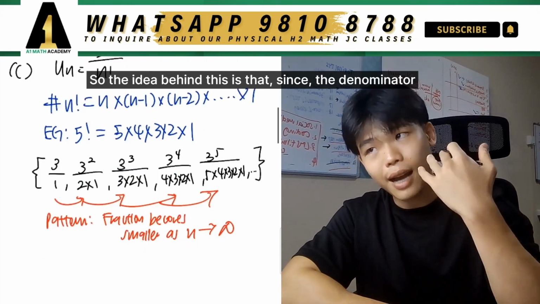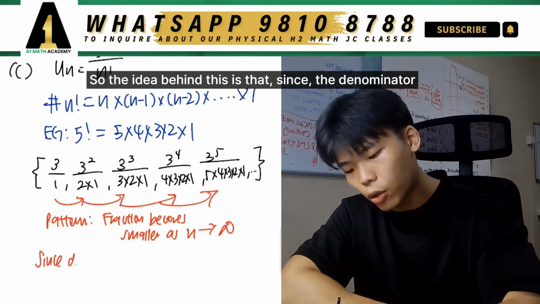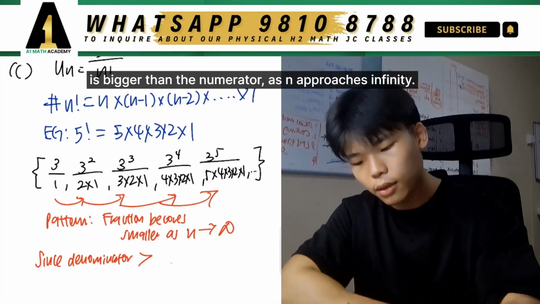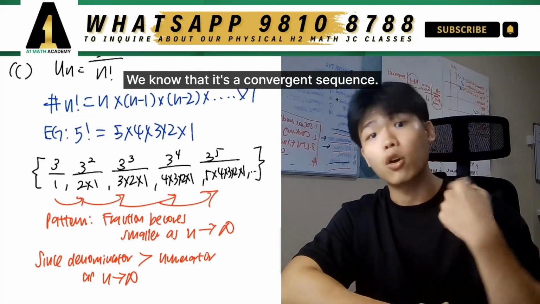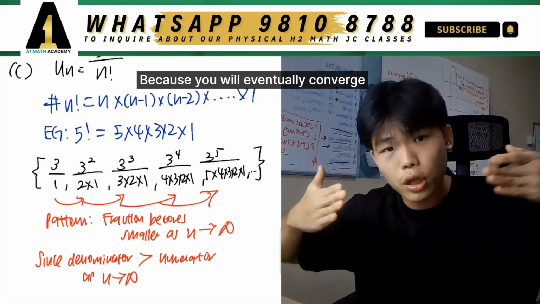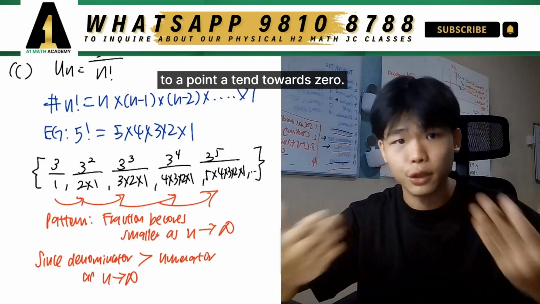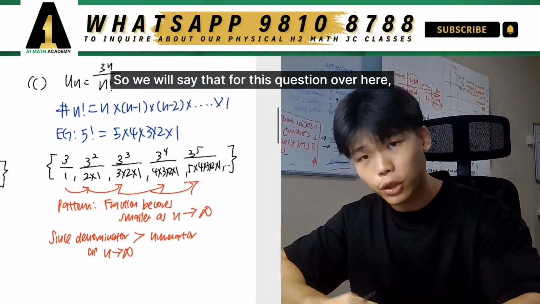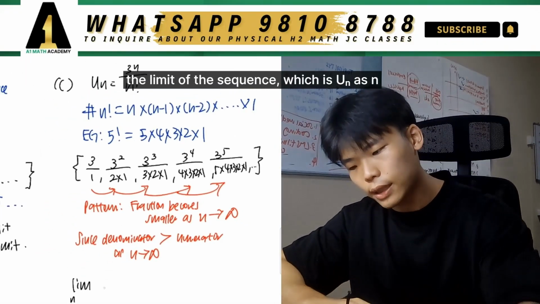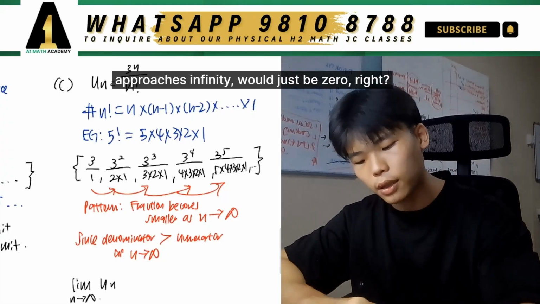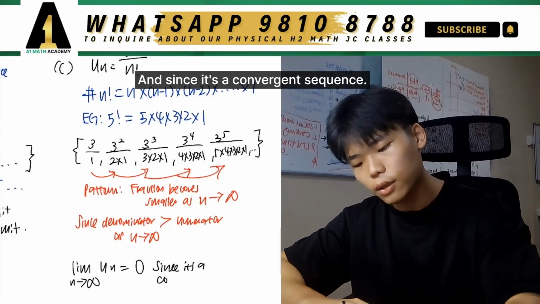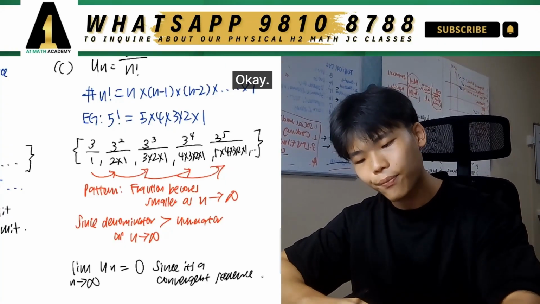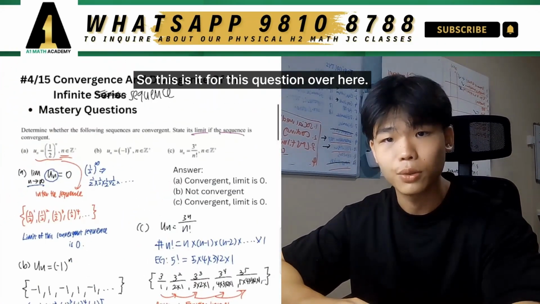So the idea behind this is that since the denominator is bigger than the numerator as n approaches infinity, we know that it's a convergent sequence, because it will eventually converge to a point and tend towards 0. So we will say that for this question, the limit of the sequence u_n as n approaches infinity would just be 0, and since it's a convergent sequence. Okay, yeah, so this is it for this question.